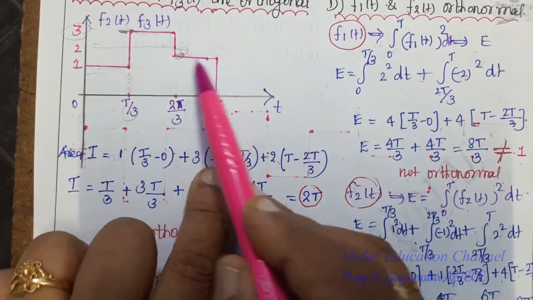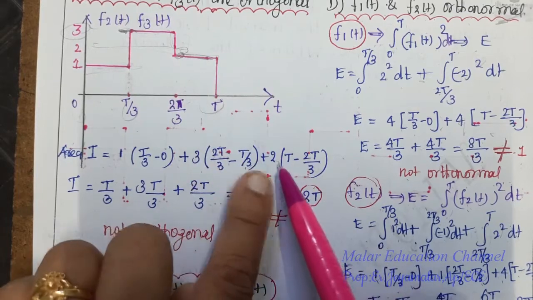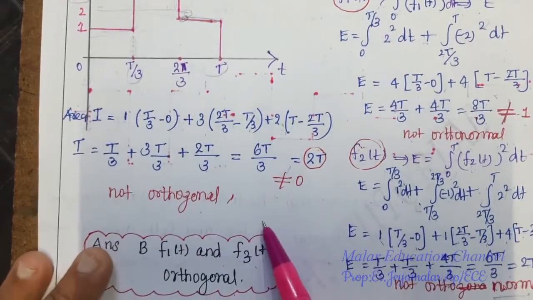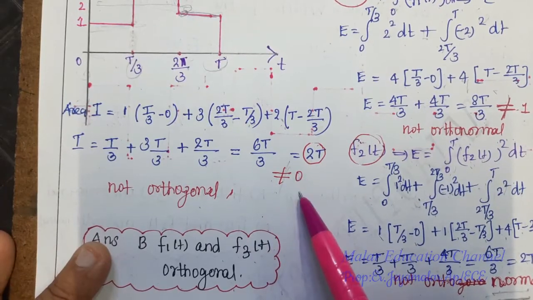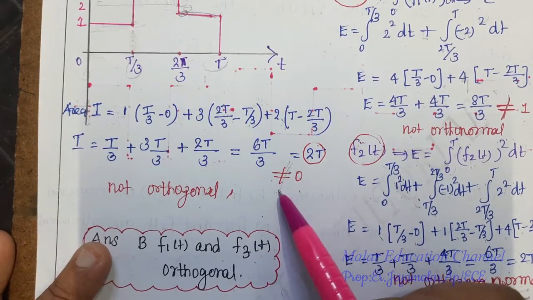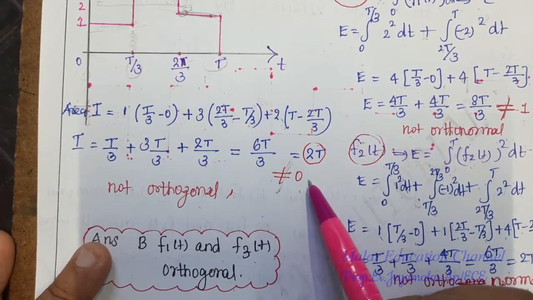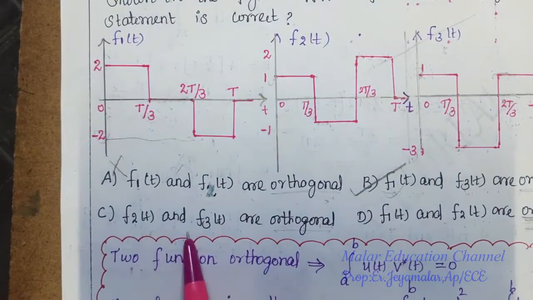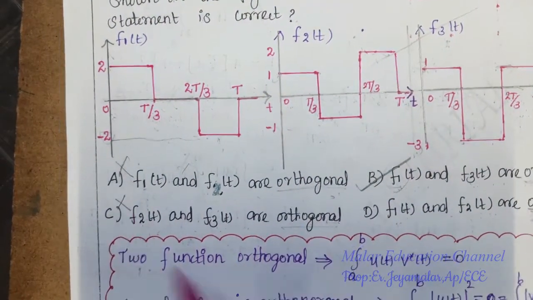Third one, here the amplitude is for 2. So 2 into upper limit t minus 2t by 3. Just by ordinary simplifications, we receive the answer is not equal to 0. Anyway, 2t, that is not equal to 0. So this is for not orthogonal. But the given option is f1, f2 of t and f3 of t are orthogonal. Hence the third option is wrong.